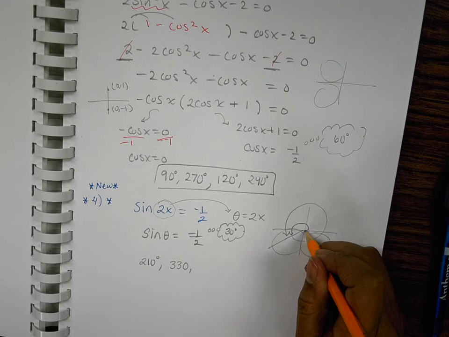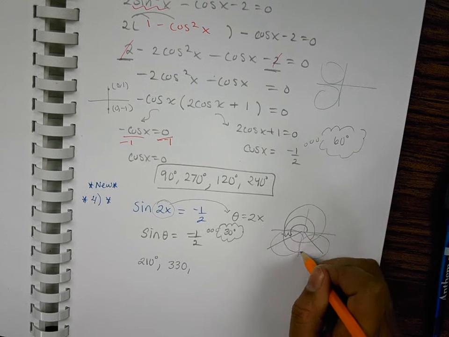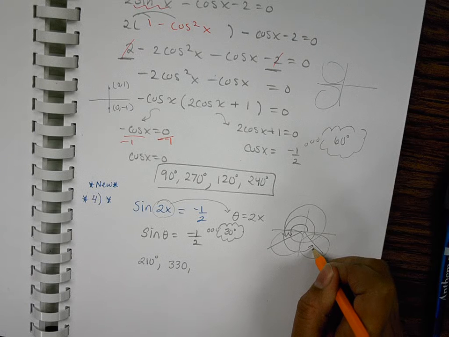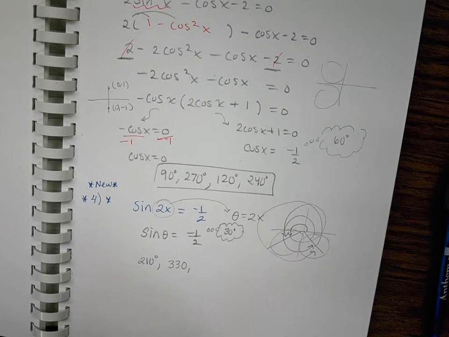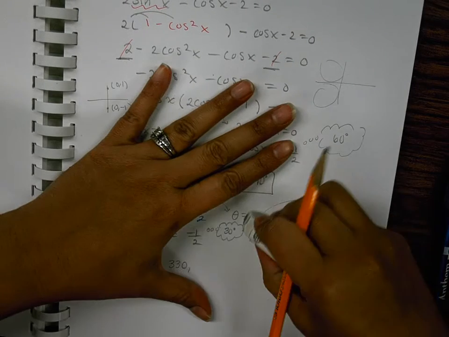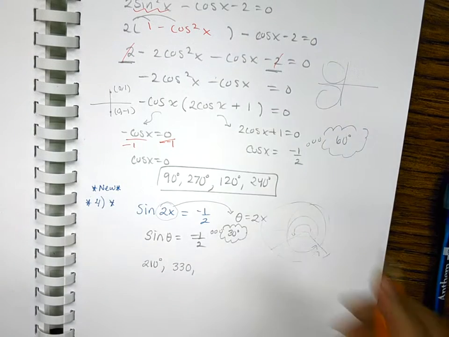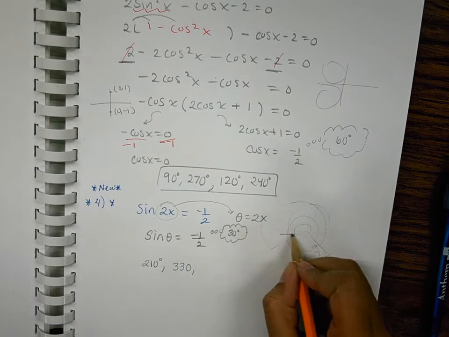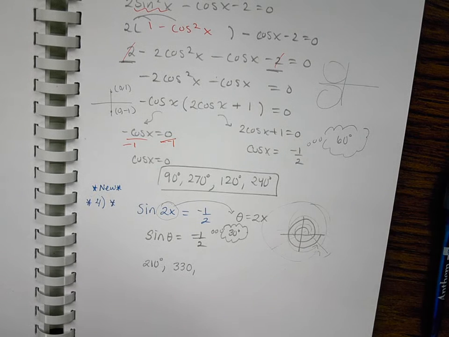Same thing with your 330. Here is your first time around, and then the 2x means you're going to go around again. I know that got really messy. But what the 2x tells you is how many times you're going around your unit circle, how many revolutions or how many periods. So 1 time around, 2 times around.